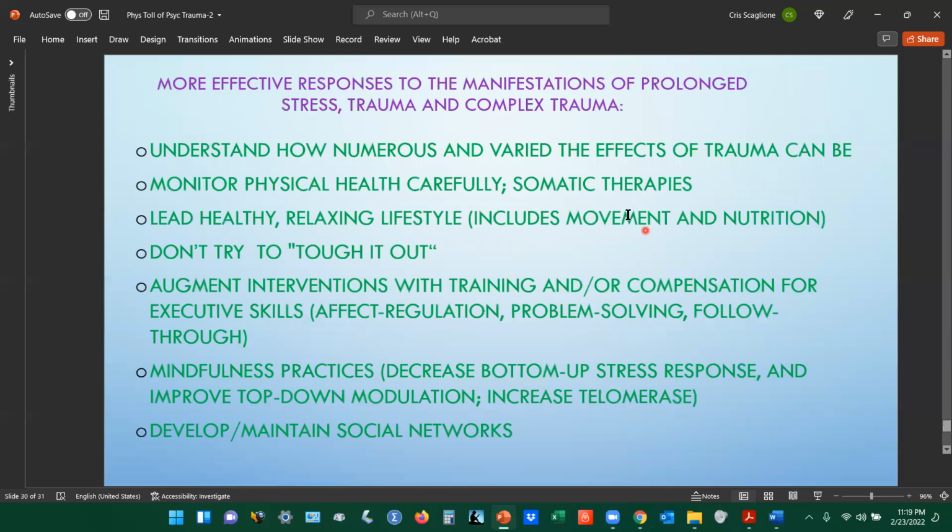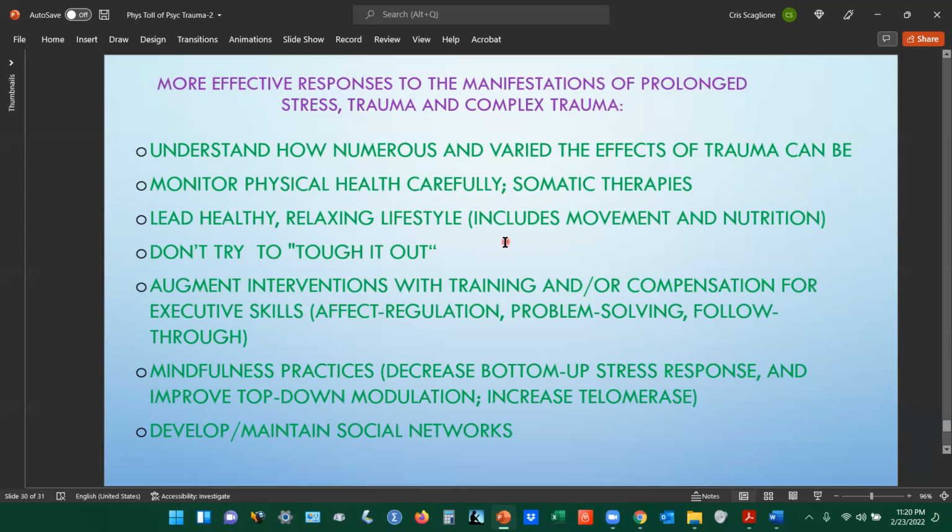Now, we also have, and this, by the way, has a little bit to do with your assignment, which is why I stopped and told you about it, some of the cultural ways of dealing with PTSD actually make it worse. So we do not have a good understanding in general of how varied and numerous the effects of trauma can be. We need to change that. We need to also be careful to mind our physical health, and actually somatic therapies are really helpful for PTSD. We generally do not think of this.